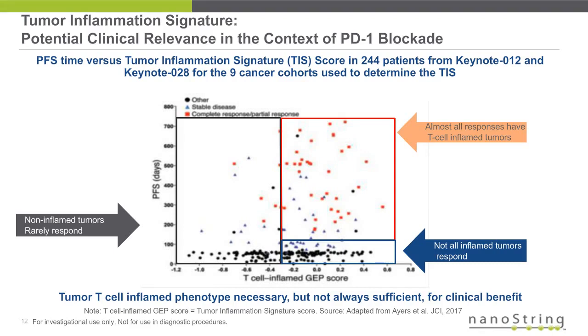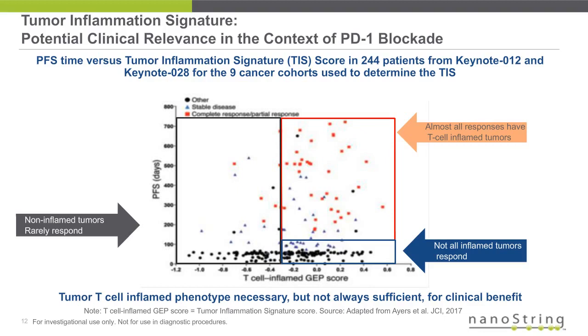And you can see that the data really segregate out into three different areas on this graph. Those patients in the upper right-hand quadrant are the patients who had a very high TIS score and also experienced very prolonged clinical response after receiving pembrolizumab monotherapy. So this is telling us that these are the patients for whom pembrolizumab was the right drug in this setting.